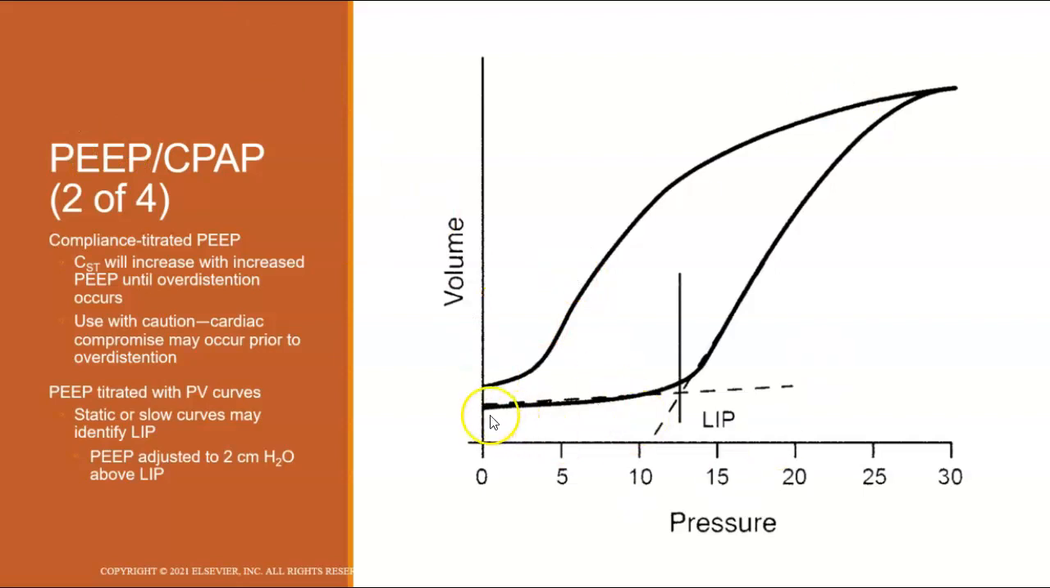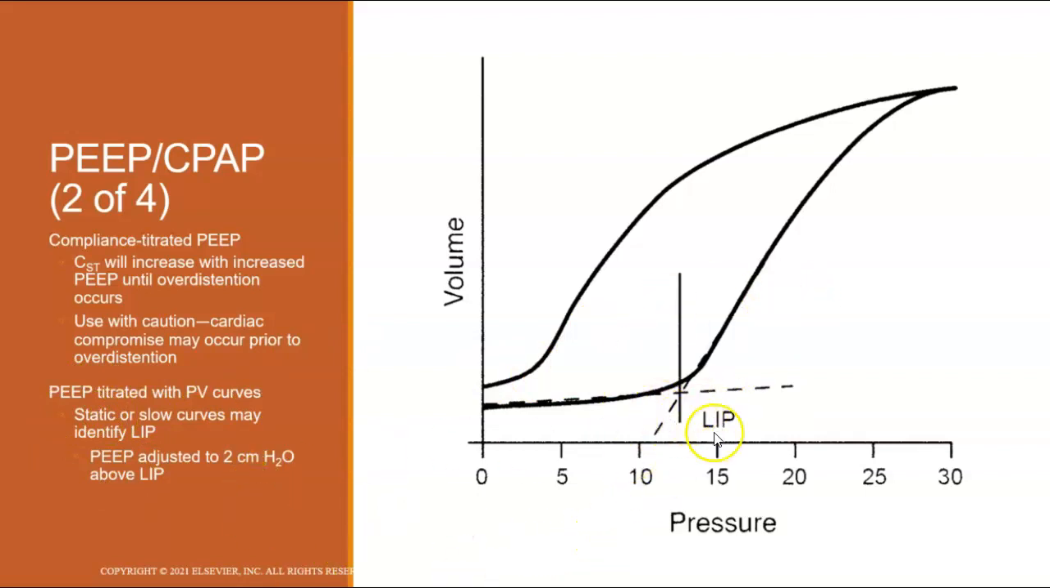I've shown you this graphic before where you start seeing the big change in volume at about, I would say, 12 of pressure. So if I set my PEEP here, then I know that any change in pressure that I create moving forward is going to create a significant change in volume, which is what we want to see. So you can titrate your PEEP using this pressure volume curve.